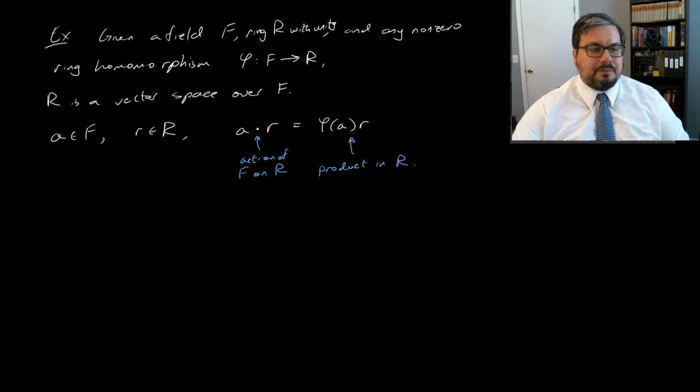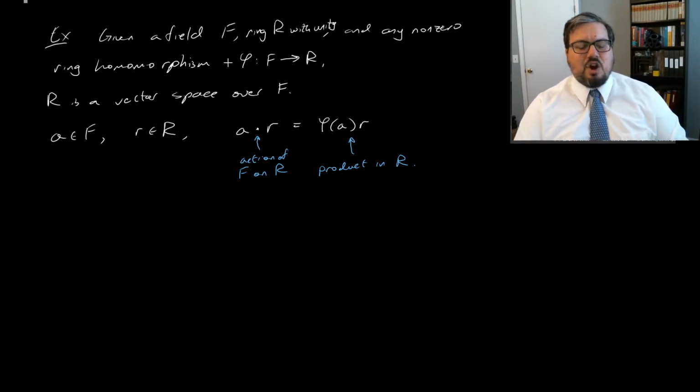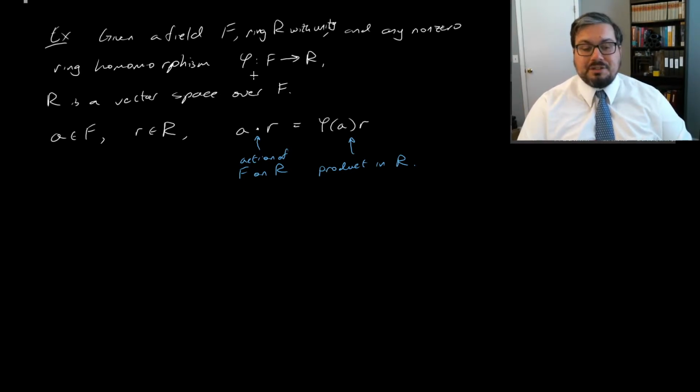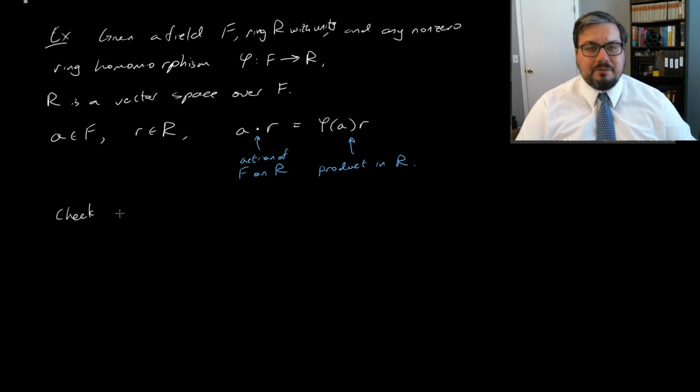Now, often we will be using a field F which sits inside a ring R, so that this ring homomorphism phi is just inclusion, so that phi of a is just basically a. And that's still valid, but it does apply more generally, and we're going to apply it more generally later. Let's just check, for the sake of practice, that this is a vector space action.